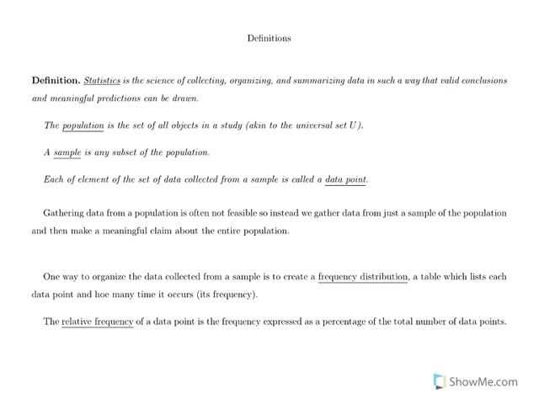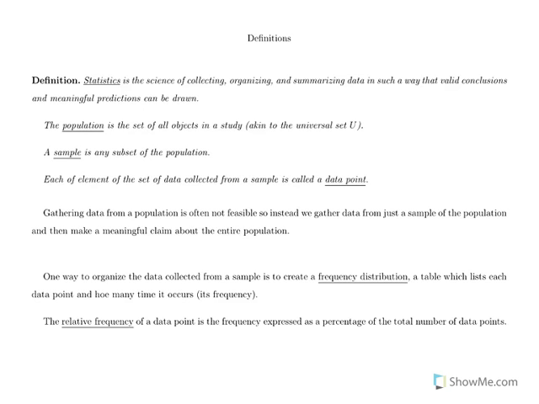Each of the elements of the set of the data collected from a sample is called a data point. So we look at the entire population and we take just a subset of it, just a small part of it, and then we look at something for each part, and those are called the data points.